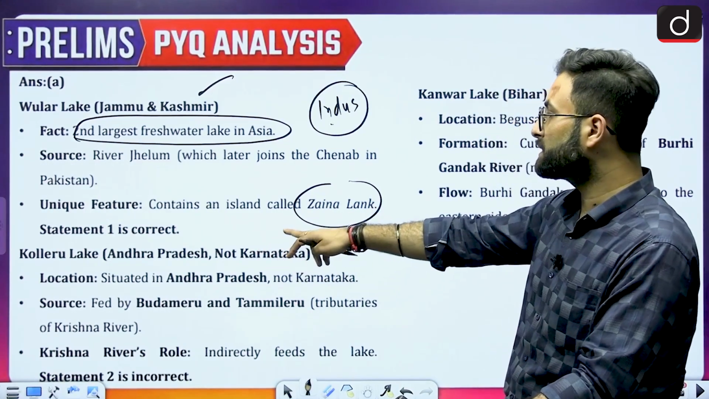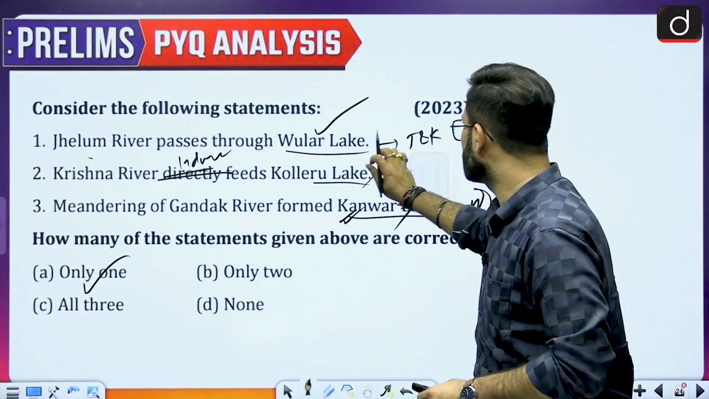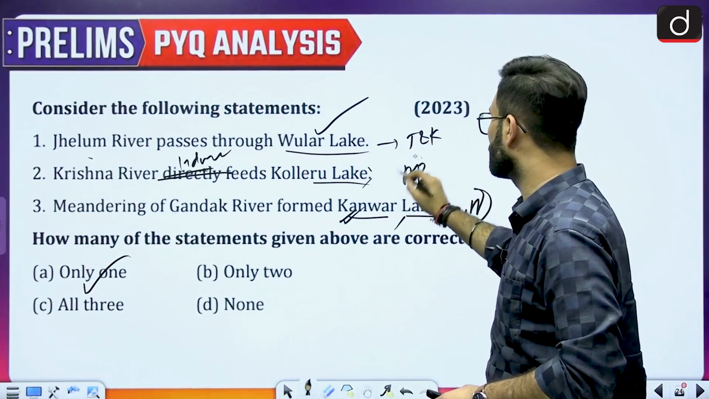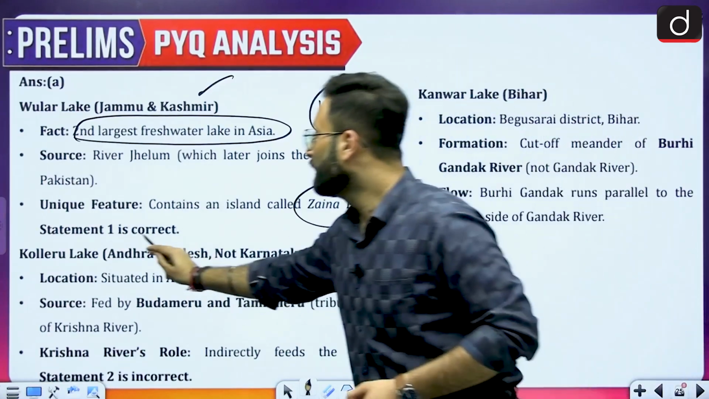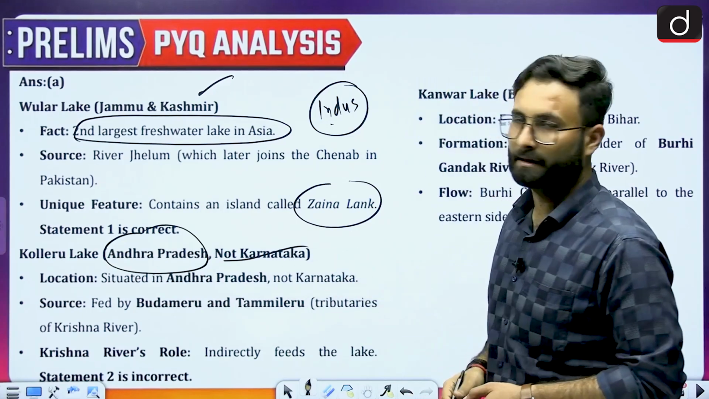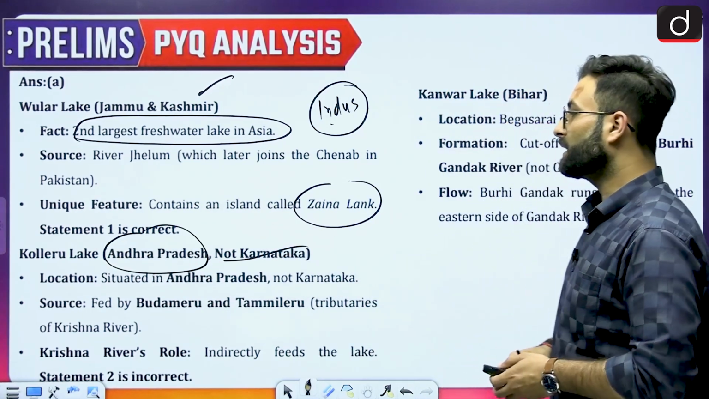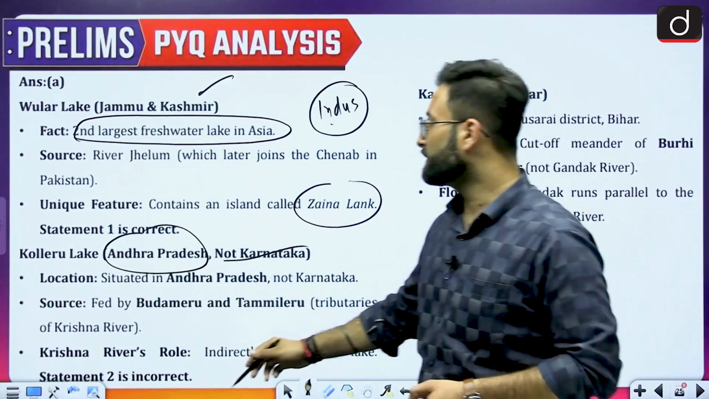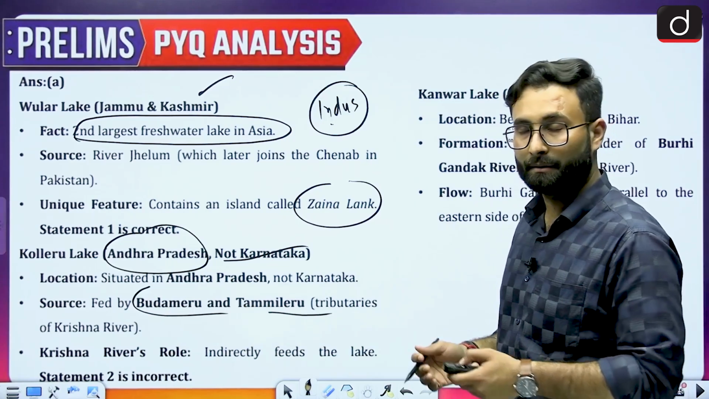Koleru lake is in Andhra Pradesh and not Karnataka. I'm sorry, I must have told you Karnataka. This is not Karnataka, this is Andhra Pradesh. I'm so sorry about that. Anyways, moving further, the location is Andhra Pradesh and not Karnataka, and it is fed by the Budameru and the Tammileru streams.